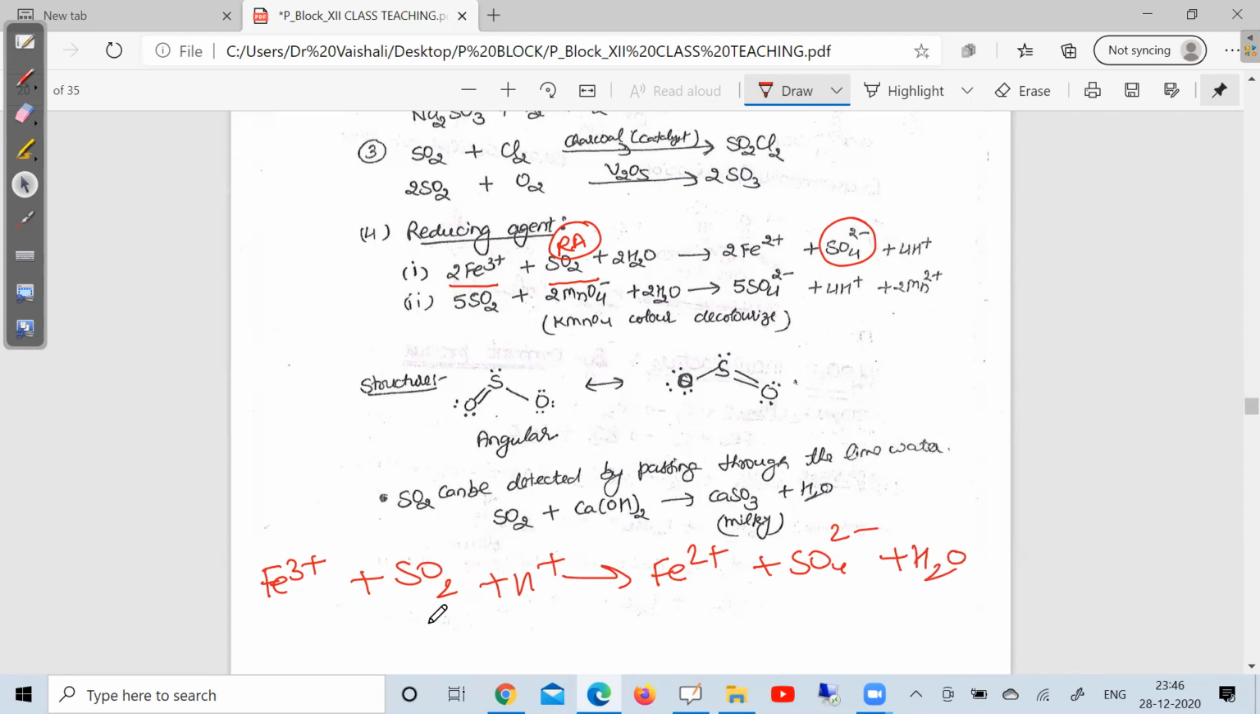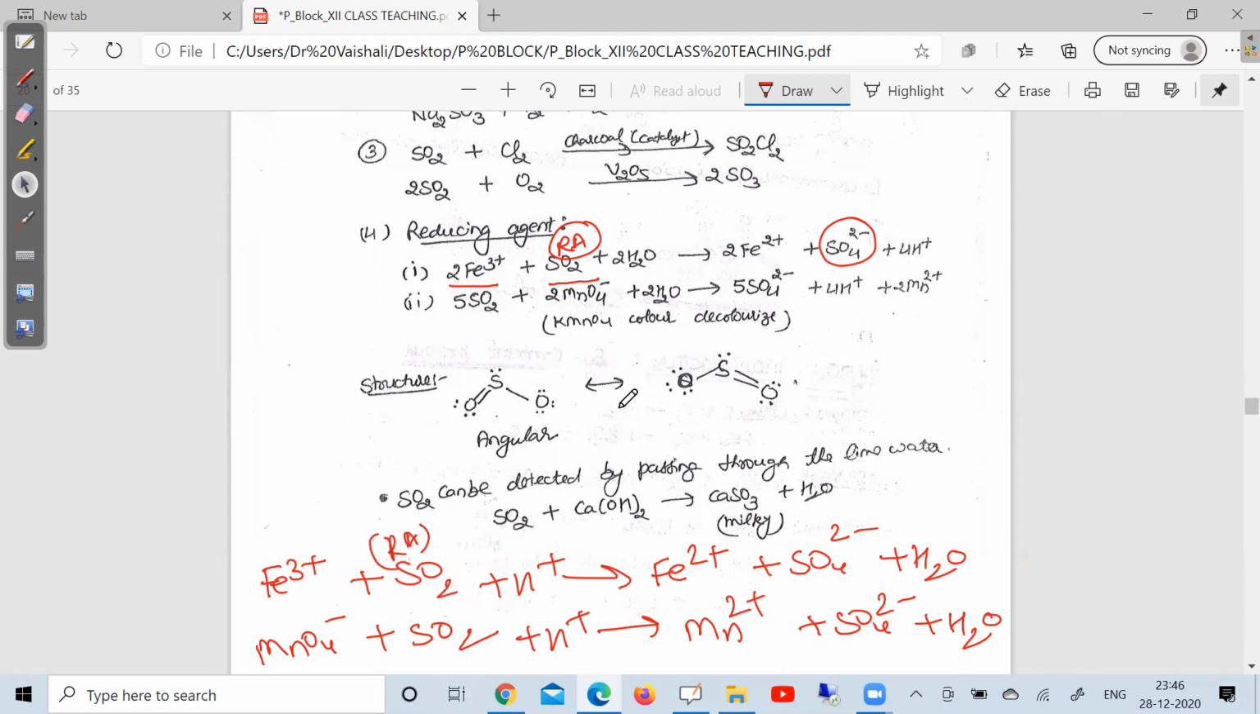One more example you can write: sulfur dioxide, a good reducing agent, treated with KMnO4. Sulfur dioxide itself always oxidizes into sulfate, with water as byproduct, but all of you know KMnO4 in acidic medium reduces into what? Mn2+. So these two reactions prove that SO2 is a good reducing agent.